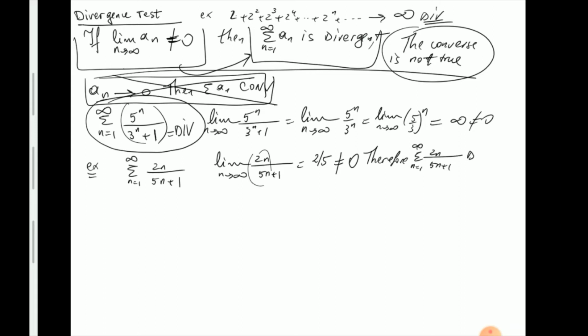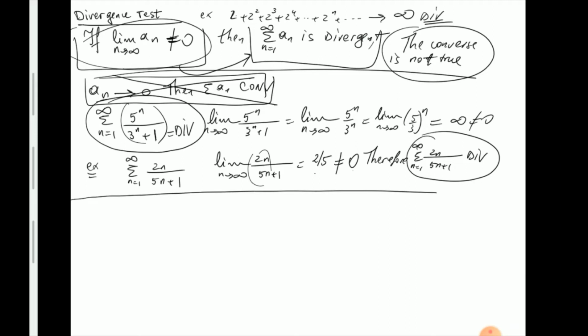Again, notice I'm not talking about the sequence. The sequence itself has a limit. It's 2 over 5, but it's not 0. And as the divergence test implies, that means the series that adds up those terms in the sequence is divergent. Again, very important to realize that if a_n goes to 0, the divergence test says nothing.